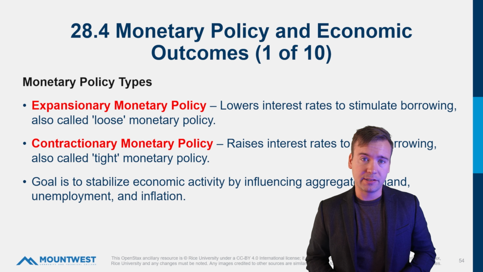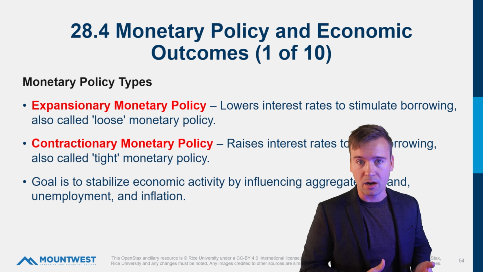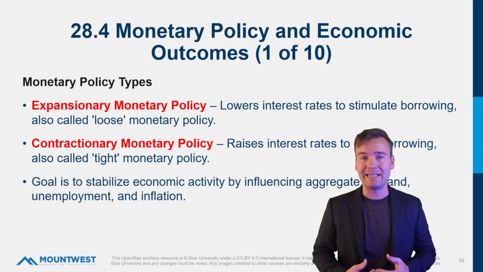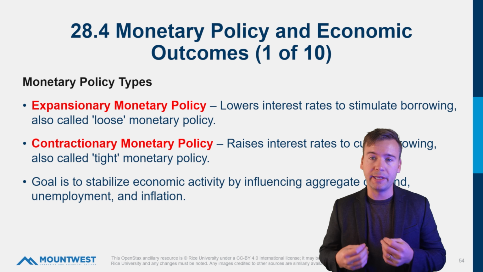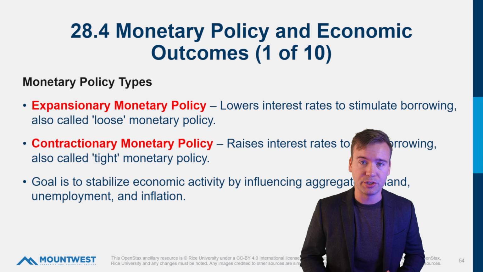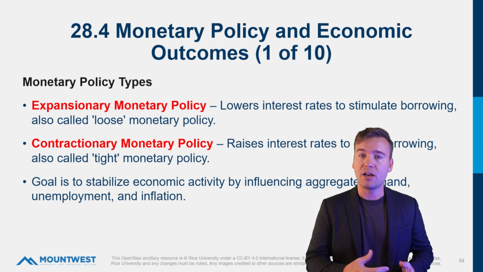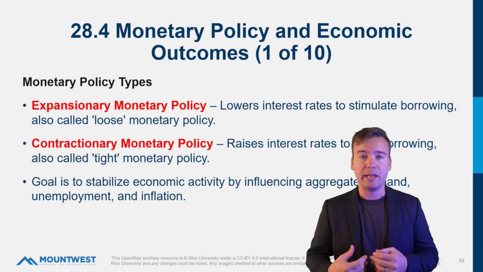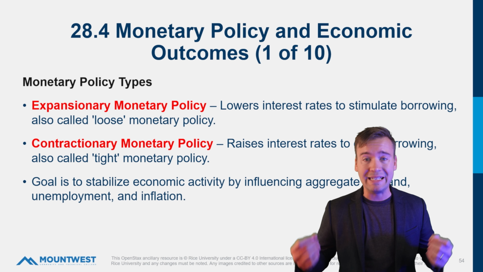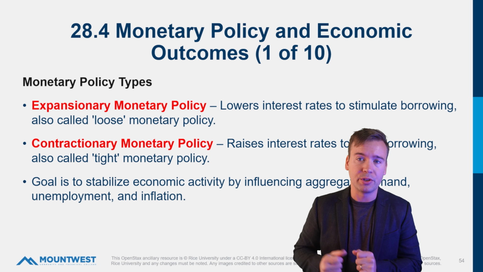So central banks, like the Fed, use monetary policy as a key tool to influence the broader economy, right? They mainly do that by adjusting interest rates to either encourage or restrain spending and investment. So let's start with expansionary monetary policy. When an economy is slowing down or facing high unemployment, central banks might lower interest rates to make borrowing more affordable. And that's often called loose monetary policy. It encourages businesses and consumers to take out loans for spending and investment. It increases aggregate demand and it stimulates economic activity. So we get a little bit looser with our interest rates.